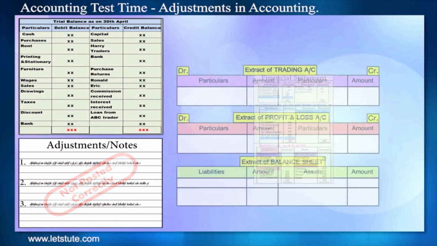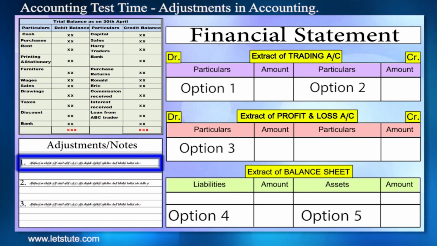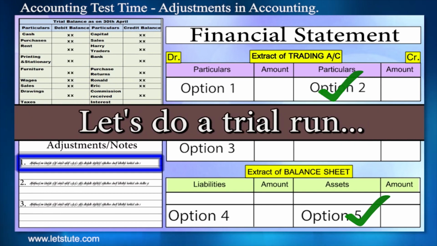You will be given an extract of financial statement for each adjustment along with few options. All you have to do is identify correct accounting treatment. Let's first do a trial and see what exactly is to be done.